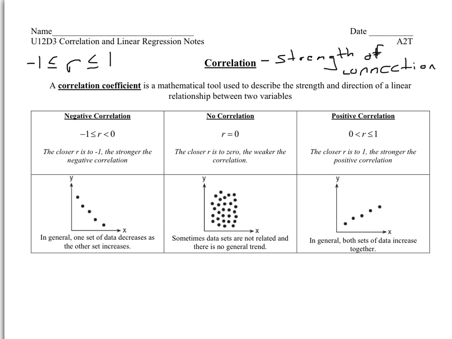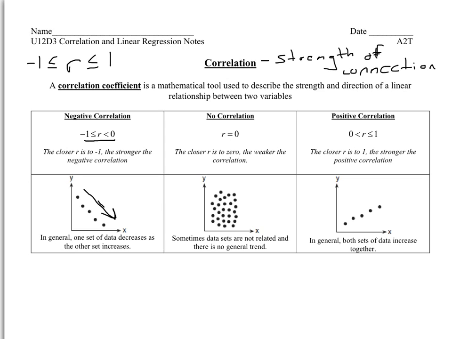As R exists between -1 and 0, it's what we call a negative correlation. As R is closer to -1, the stronger the correlation. So on a graph, we could see that my data points would be decreasing, and that would have a negative correlation. My data points are nice and tight together. It almost looks like a line.